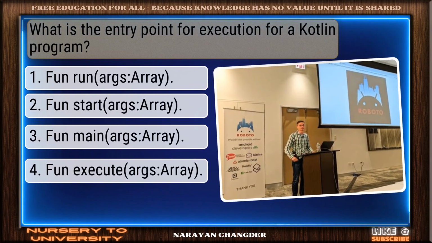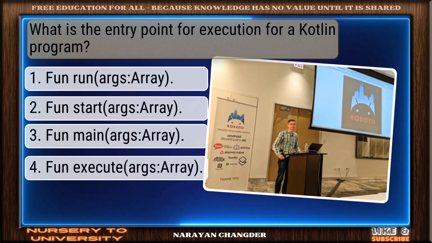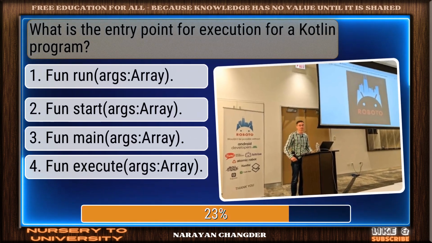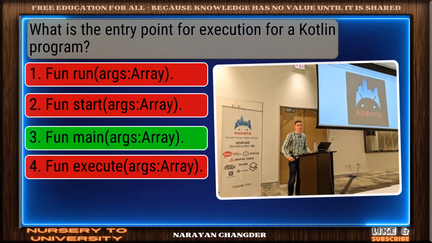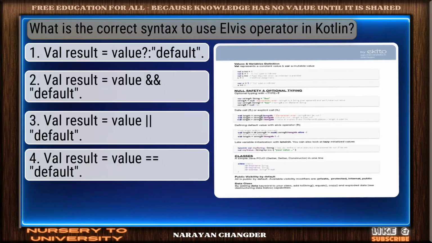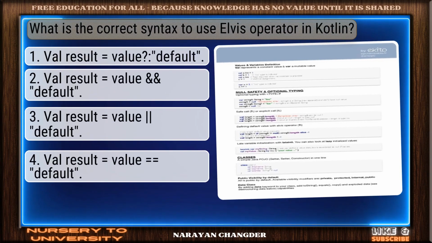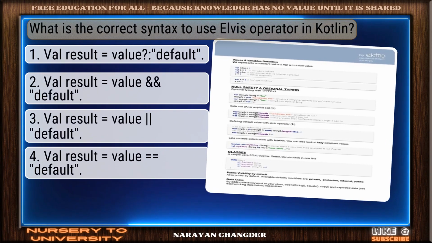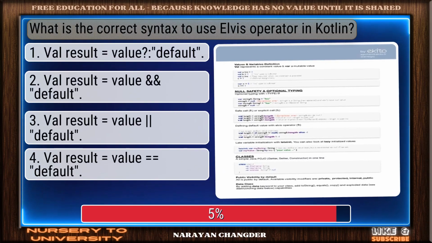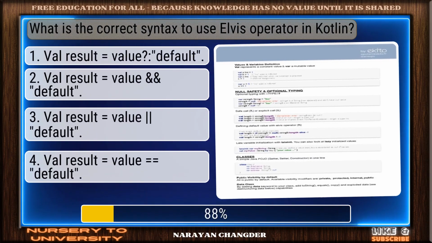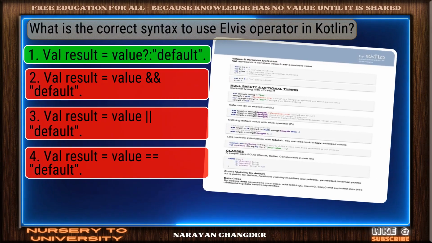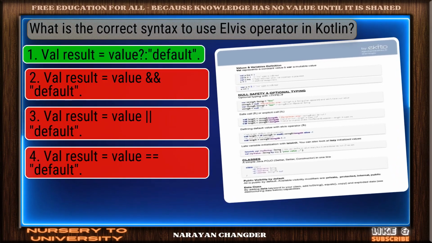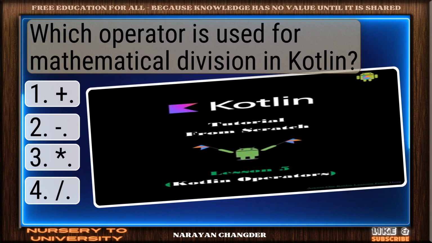Question number 12. What is the entry point for execution for a Kotlin program? Well done. Fun main is the right choice. Question number 13. What is the correct syntax to use Elvis operator in Kotlin? Bravo. Val result equal to value, default is the answer.